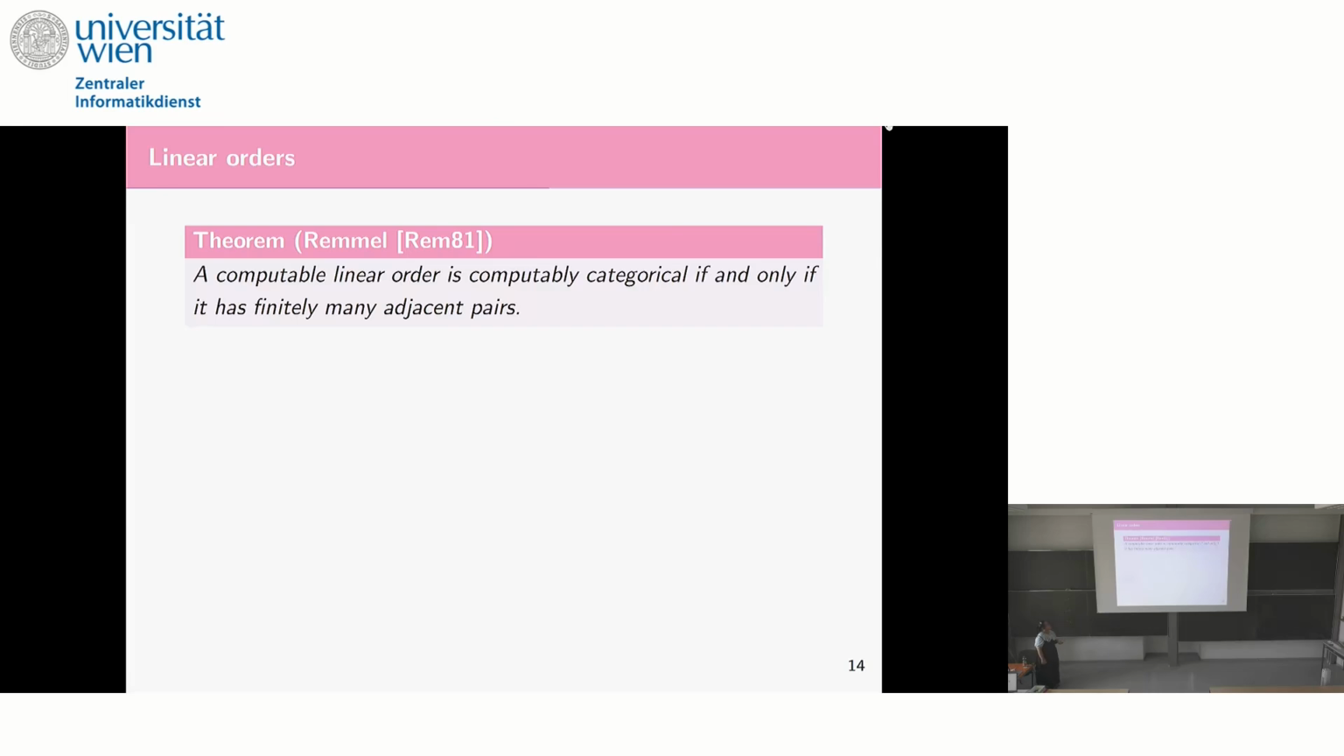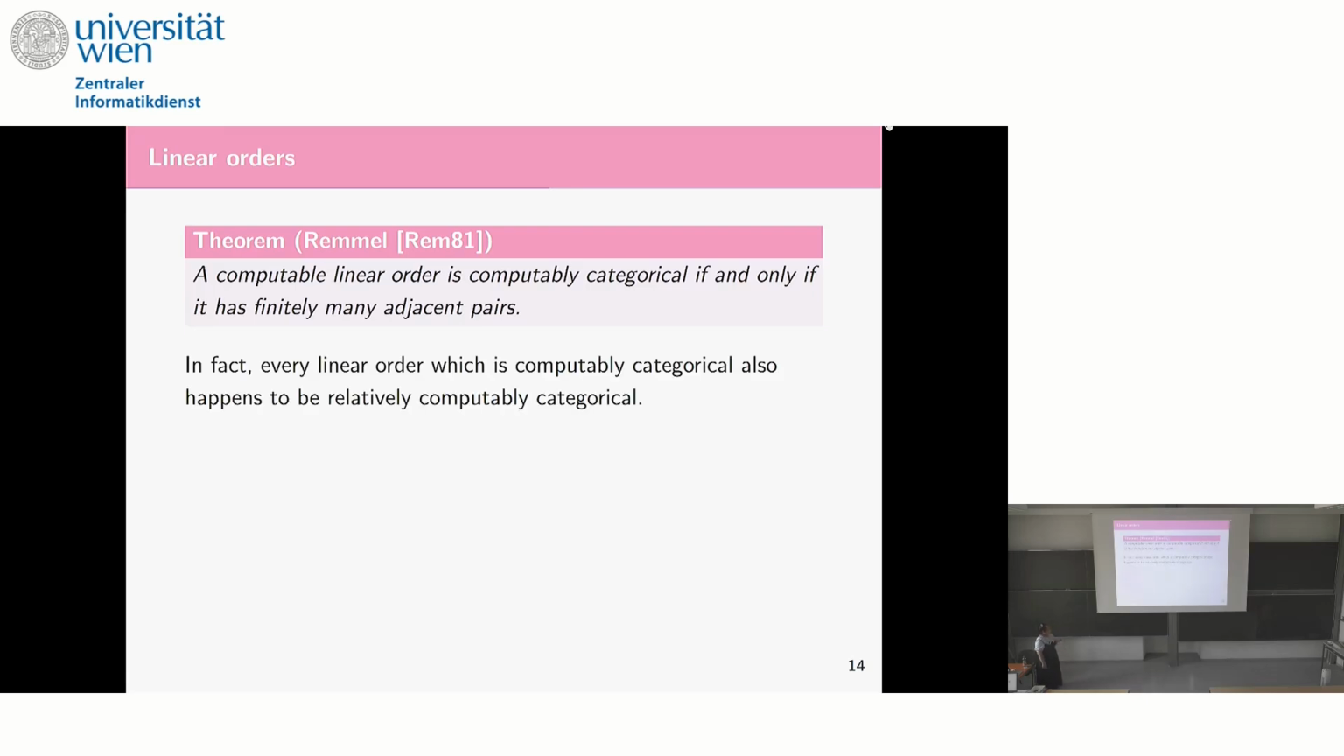I want to focus in particular on linear orders. For the class of linear orders, I want to start by saying this was proven very long ago: Remmel showed that a computable linear order is computably categorical if and only if it has finitely many adjacent pairs. What I mean by an adjacent pair is that a and b in L are an adjacent pair if a is less than b and there's nothing in between a and b. The first example I gave you of a computably categorical structure was Q, and remember, that has no adjacent pairs. So it's computably categorical, whereas the natural numbers have infinitely many adjacent pairs, so it can't be computably categorical.